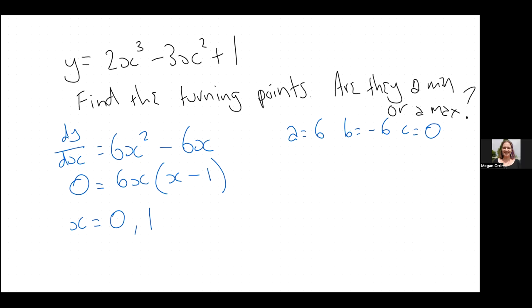The x coordinate. Now, some of you were still making mistakes with this and thinking this is the turning point. These are the two x coordinates of the two turning points. This is a positive cubic graph. So does it start at the bottom or the top?